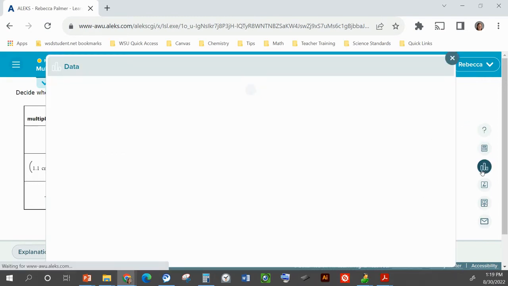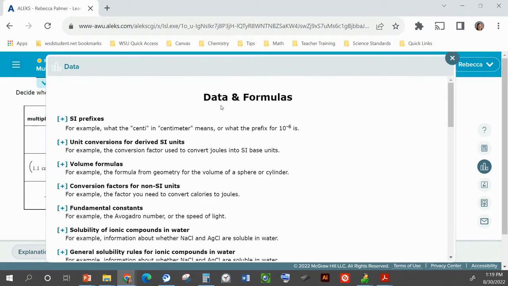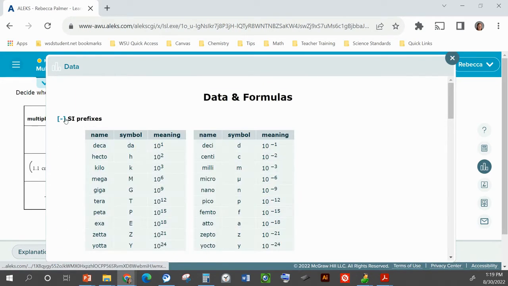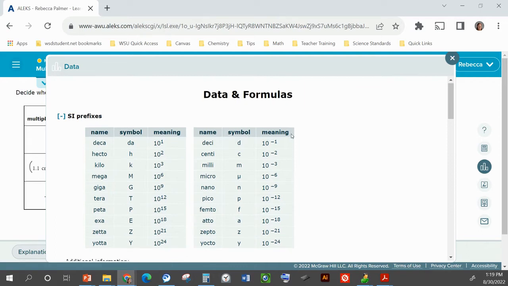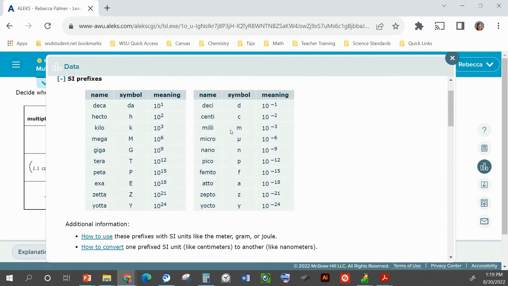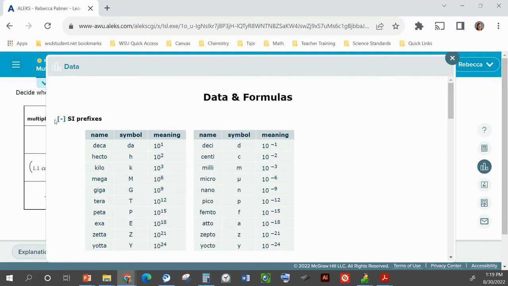So if you open up this data, and you're trying to remember how many milliliters are in a liter, if you go to this SI prefixes at the top, it has a whole table. So if you can figure out how to read this table, then you're set. You don't have to write all this stuff down on your note card because it's in the Alex data. So that's kind of nice. And you get this on the test.